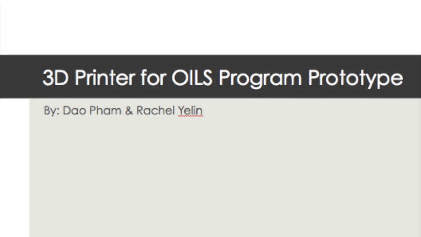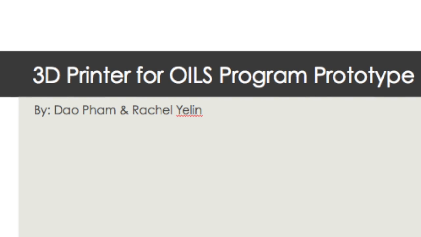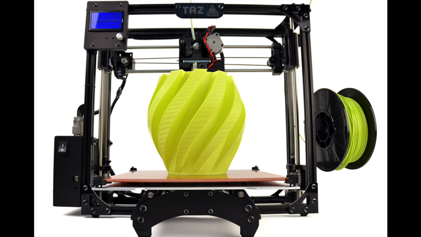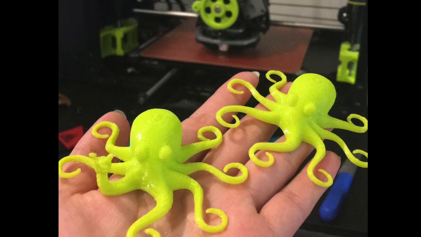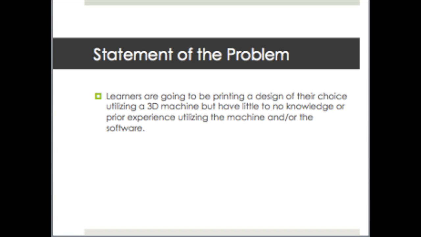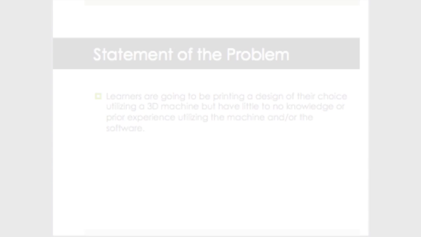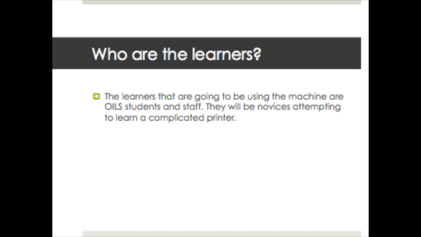We are doing the 3D printer for the oils program, and here's our prototype. What you see in front of you is a LulzBot TAZ 6 machine, which is what we'll be using for the oils students. Our problem statement is that the learners are going to be printing a design of their choice utilizing a 3D machine, but have little to no knowledge or prior experience utilizing the machines and or the software. The learners that are going to be using the machine are oils students and staff. They will be novices attempting to learn a complicated printer.